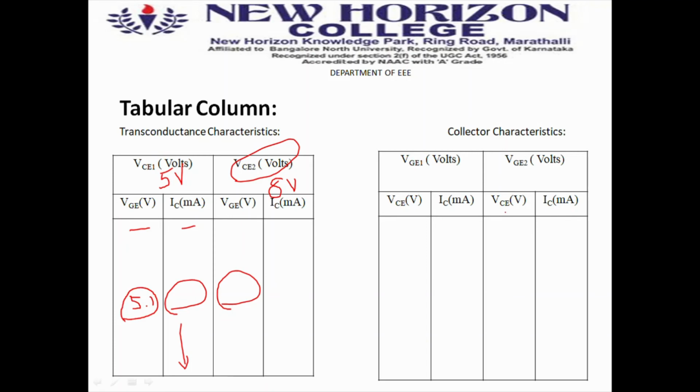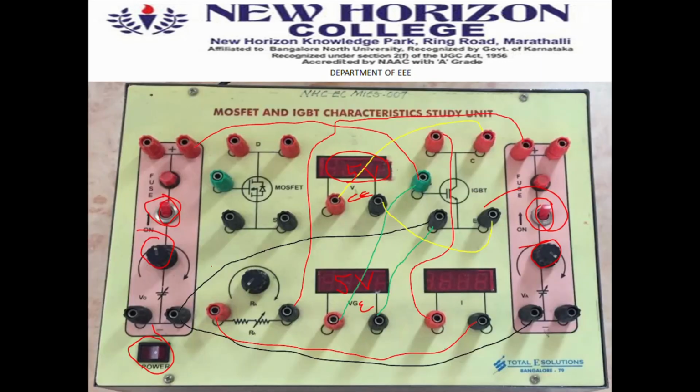When I'm trying to do the collector characteristics, try to set this value of VGE either equal to 5.1 or a little bit higher than 5.1. It has to be equal to or a little bit greater than the value of threshold voltage. I'm trying to set the value of voltage to be 5.2 volt. Now first switch on this.